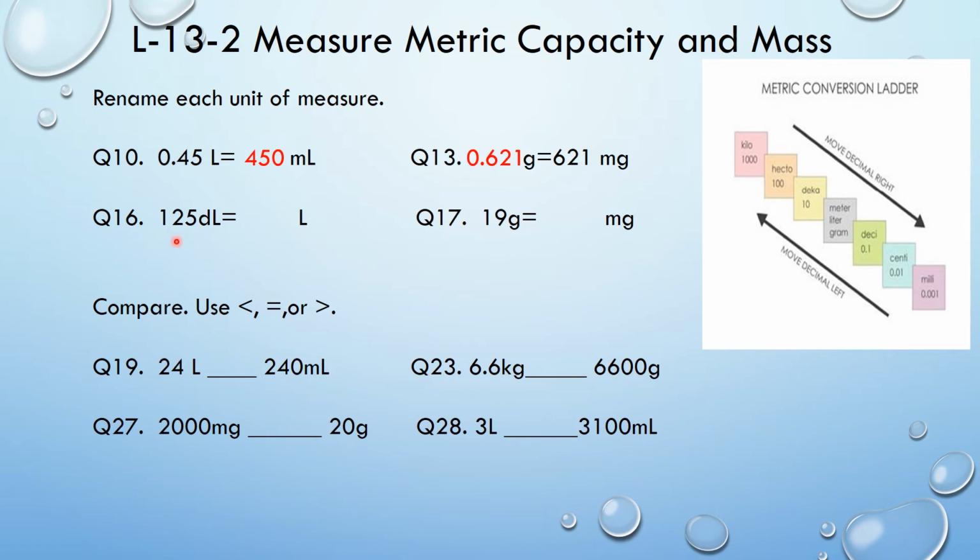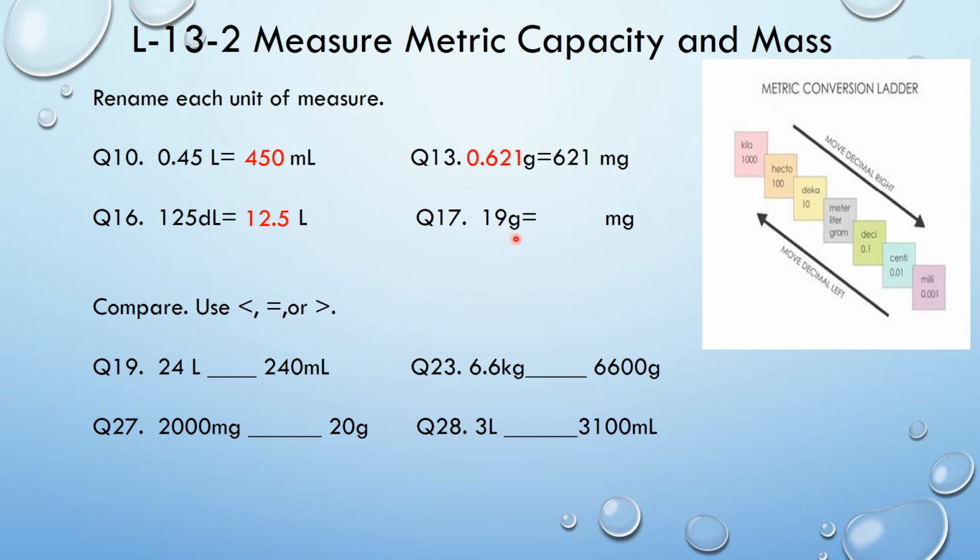Then question number 17. 125 deciliter into the liter. Deci, you know, deci. D indicates deci and Da indicates deca. Then this one is deci. Deciliter to liter. That means one step up. A step up means move the decimal left. One step, that means 12.5 here. Yes, correct.